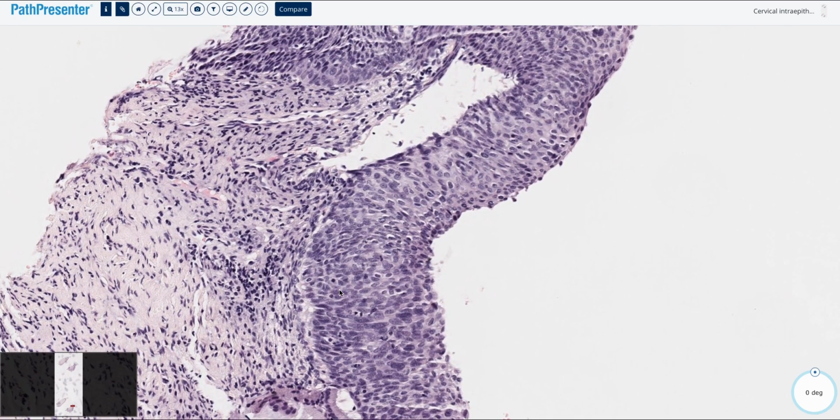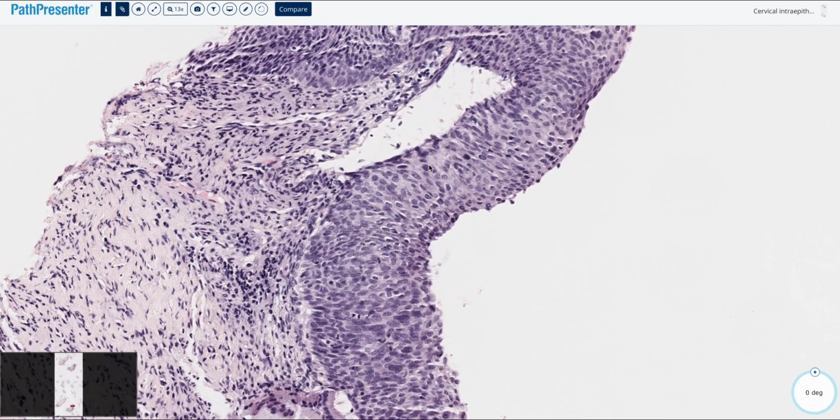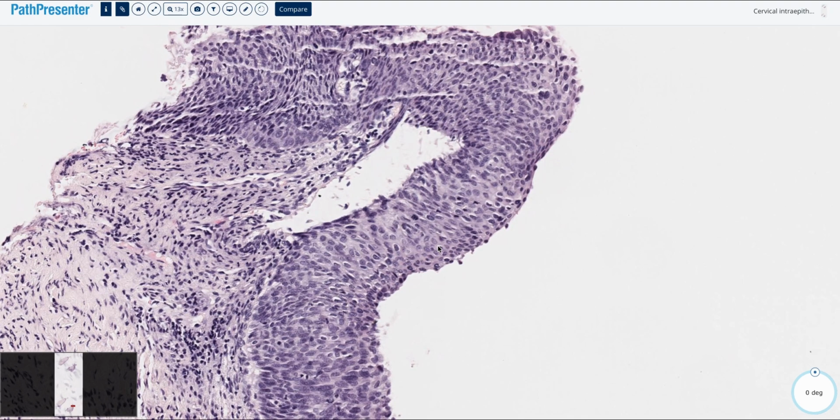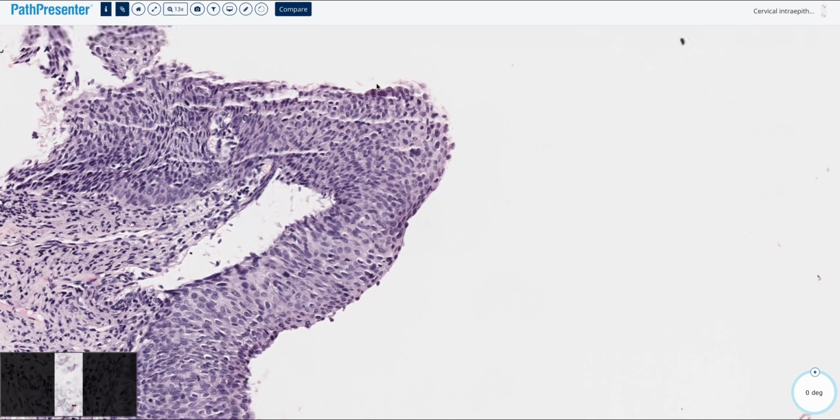So here again, we see this very streaming, very populated layer of cells. We don't know which area is the top, which area is the bottom. So I would diagnose this as HSIL. This is how it was diagnosed.